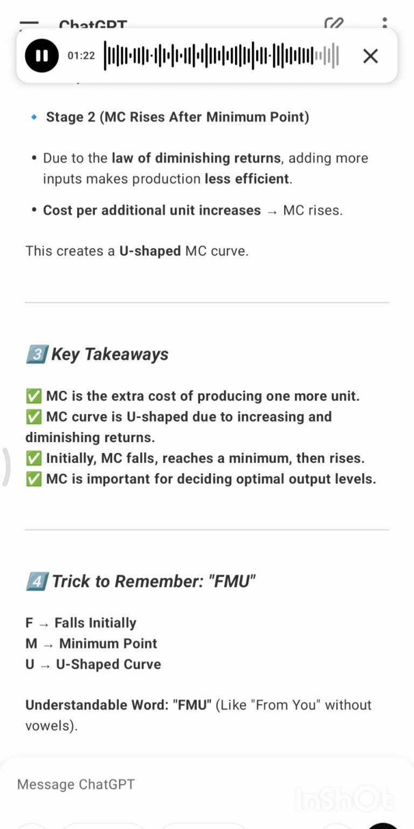Trick to remember: FMU. Falls initially, minimum point, U-shaped curve. An easy word: FMU, like "from you" without vowels.